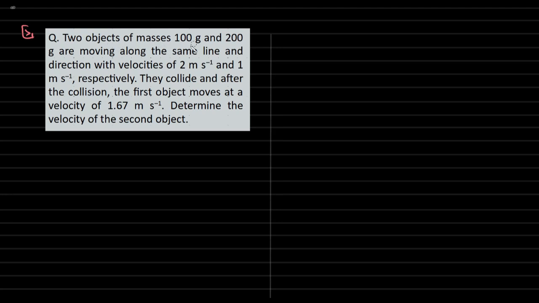Two objects of masses 100 gram and 200 gram are moving along the same line and direction, with a velocity of 2 and 1 meter per second respectively. They collide, and after the collision, the first object moves at a velocity of 1.6 meter per second. Determine the velocity of the second object.